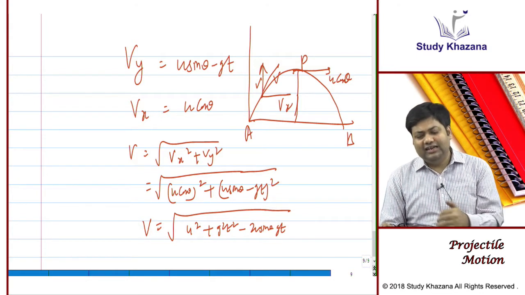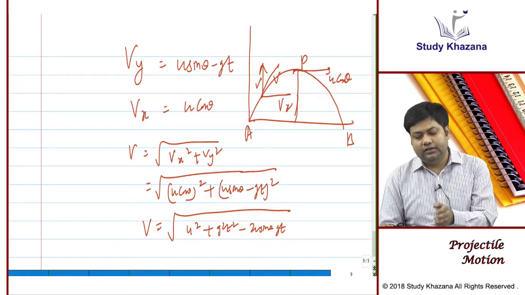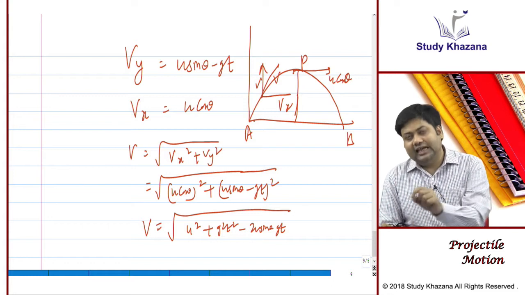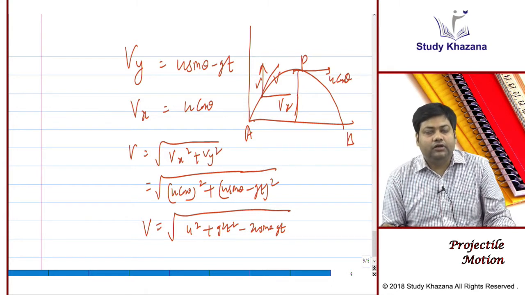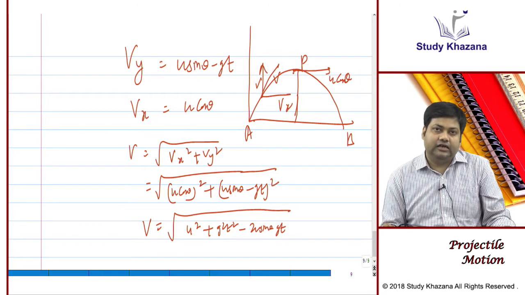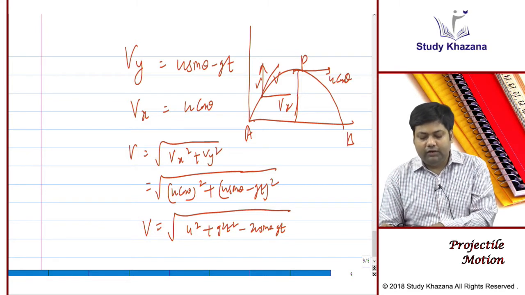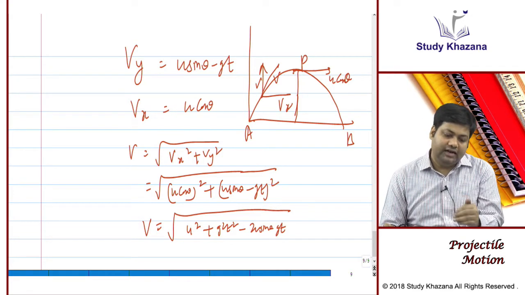But at any point, let's say as I mentioned in the problem, that 4 seconds is the total time of flight, and 2 seconds is the time at which the body reaches the maximum height. We want to get the velocity at the end of the 1 second. How can we get it? We have to put in the value of u, the value of theta and the t, and we can get the value of the speed. That is one aspect of the velocity.